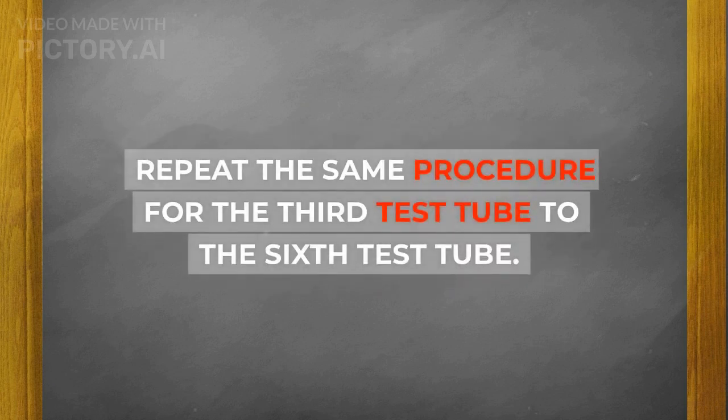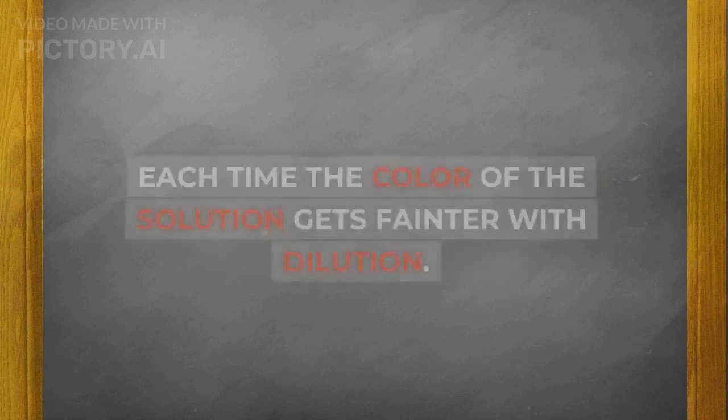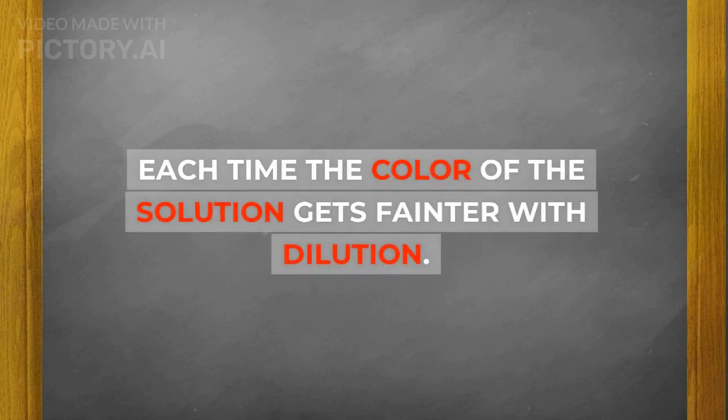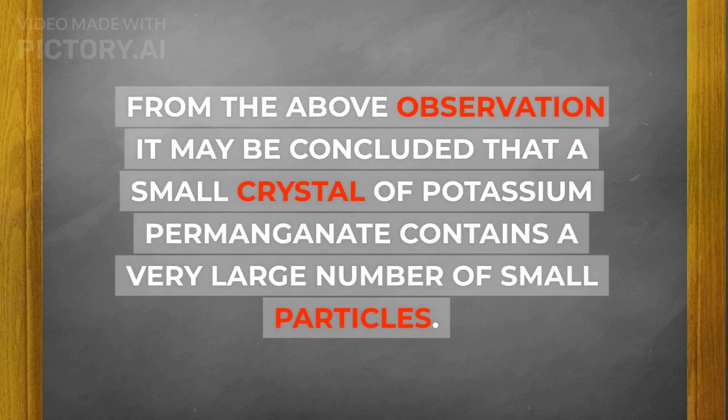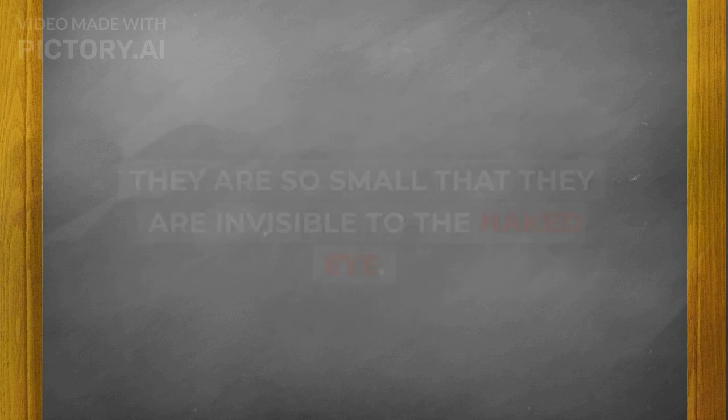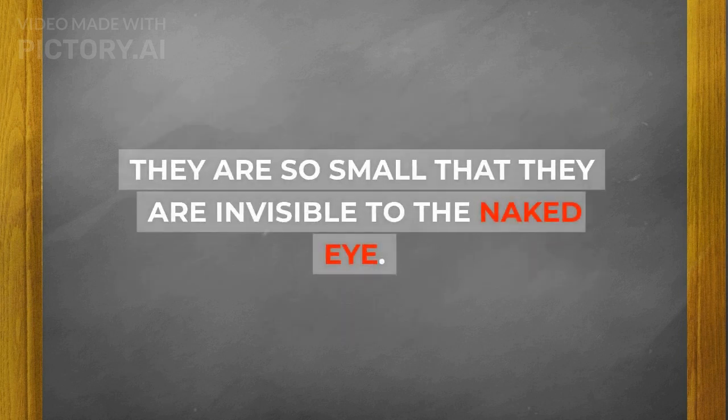Repeat the same procedure for the third test tube to the 6th test tube. Each time, the color of the solution gets fainter with dilution. From the above observation, it may be concluded that a small crystal of potassium permanganate contains a very large number of small particles. They are so small that they are invisible to the naked eye.